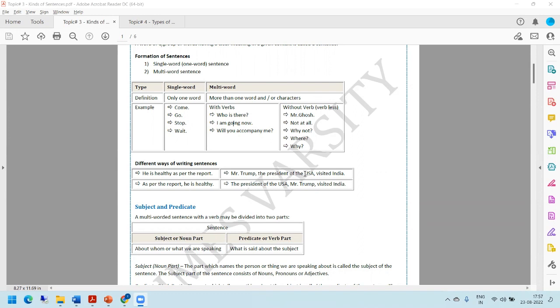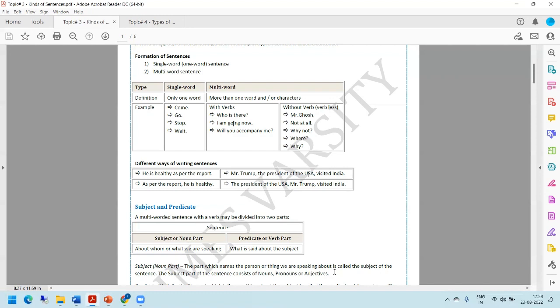So as per the rule, we should pronounce this article THE as "thee" if the noun after it starts with a vowel sound. So do you think USA is a vowel sound? It is starting with a Y sound, which is not a vowel. So we should pronounce it as "the," not "thee." Right? So Mr. Trump, the president of the USA, visited India.